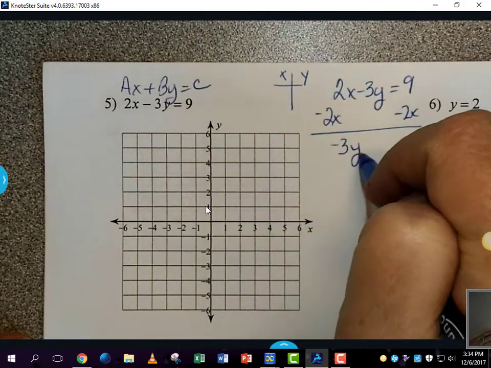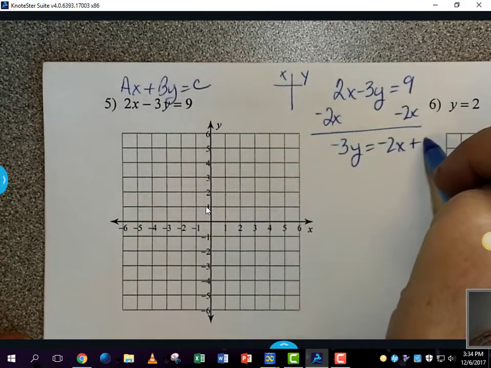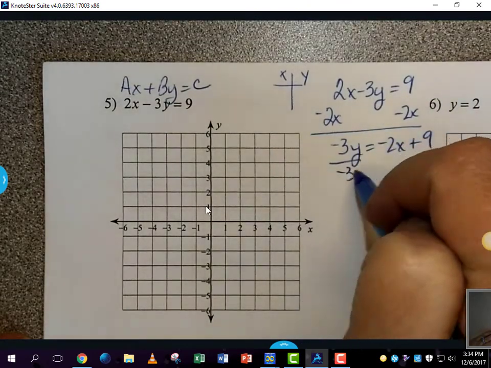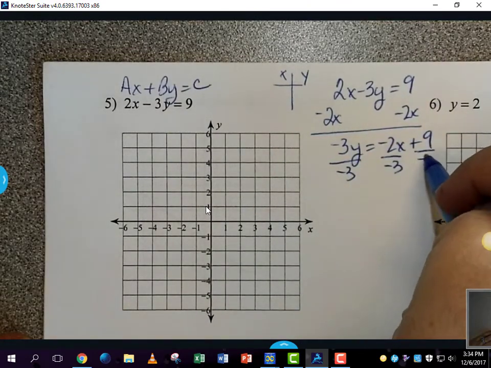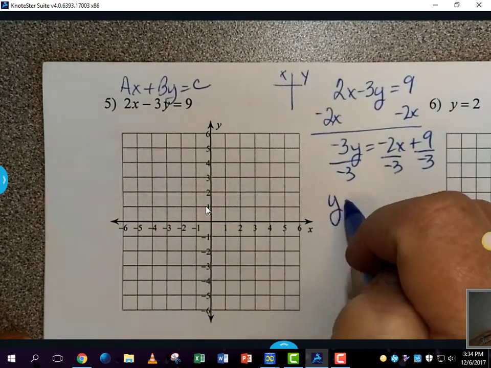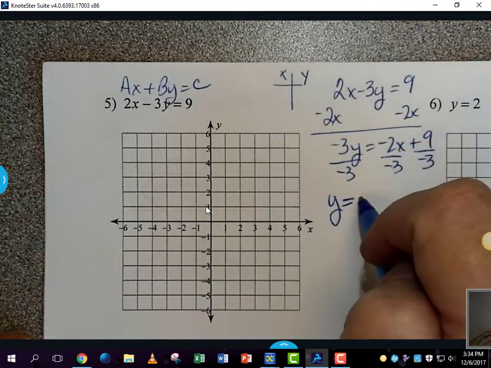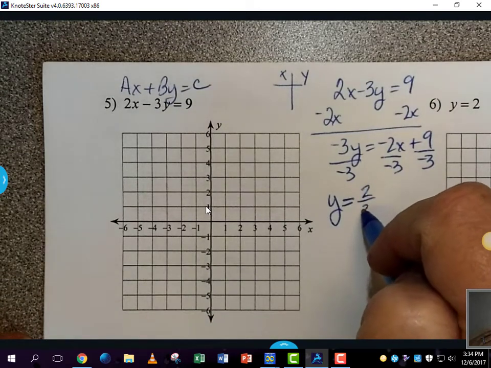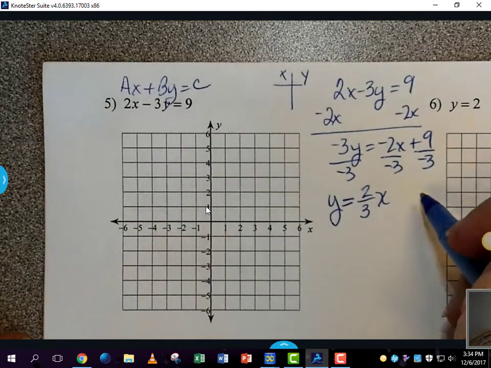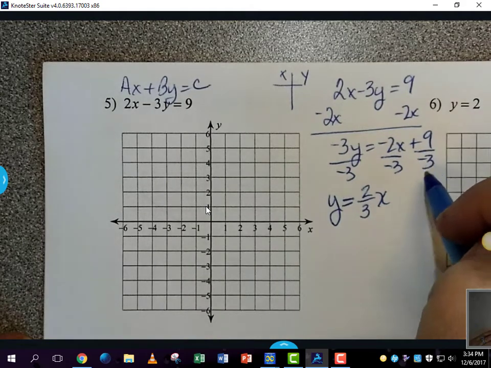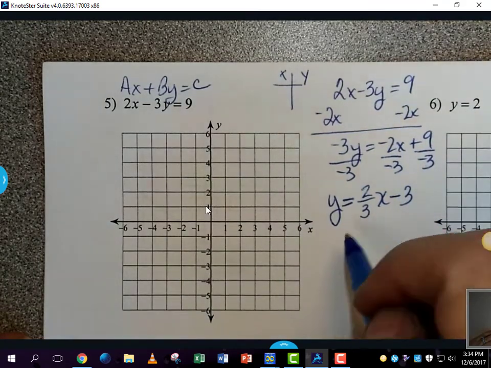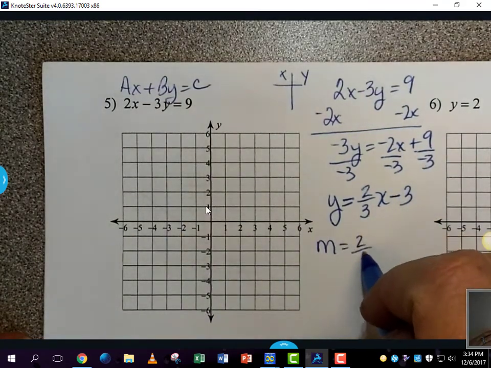I'd get negative 3y equals negative 2x plus 9. Divide every term by negative 3. I emphasize that because people are forgetting to do that. Then I have negative 2 divided by negative 3. That's going to be a positive 2 divided by 3, x. Positive 9 divided by negative 3 is negative 3. So that means m is 2/3.